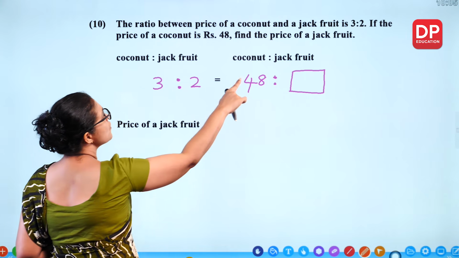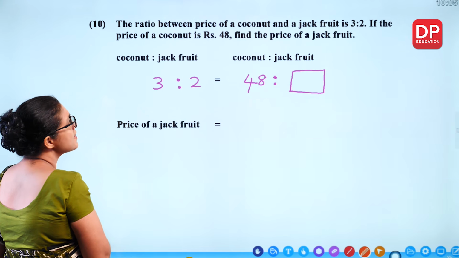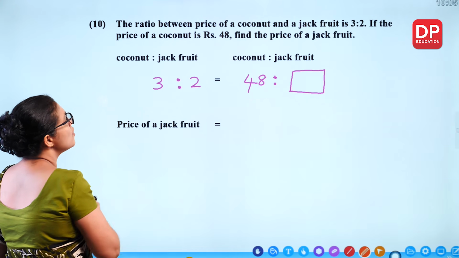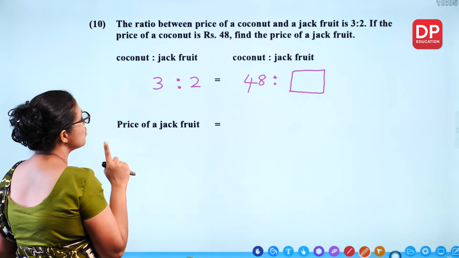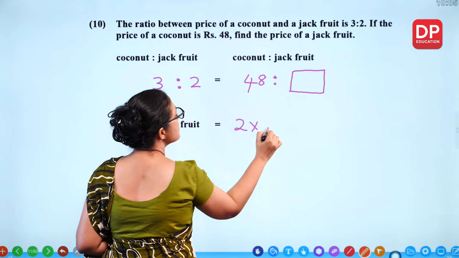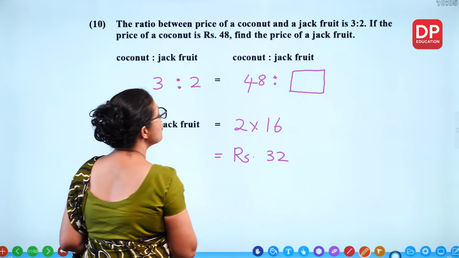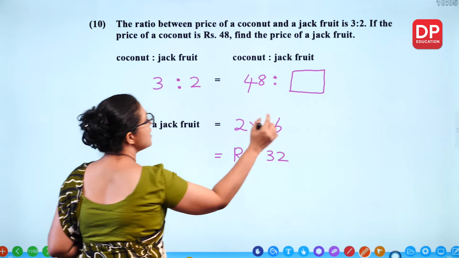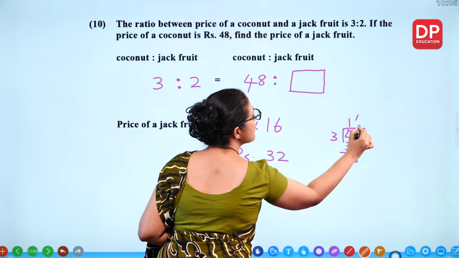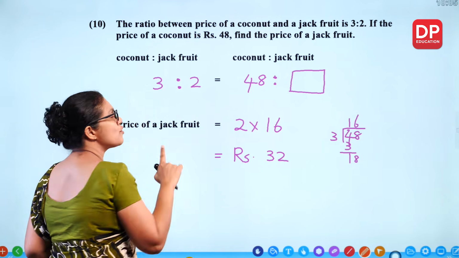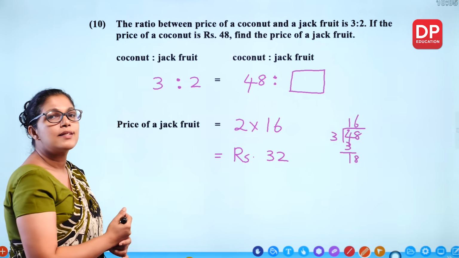3 becomes 48. How? Multiply by 16. 16 times 3 is 48. So you have to multiply this by 16. So the price of a jackfruit is 2 times 16, you get 32 rupees. Again check: 48 divided by 3 is what? 16. That means you multiply by 16 to get 48. So you multiply 2 times 16. That's 32 rupees.